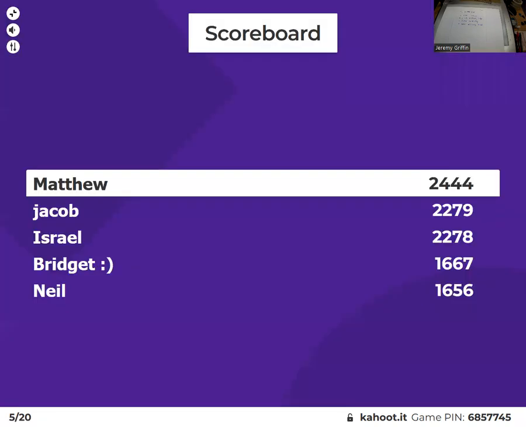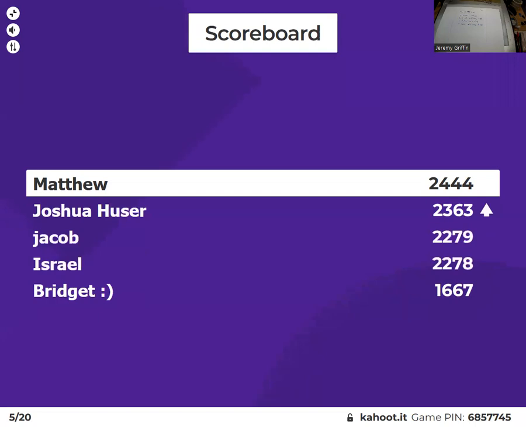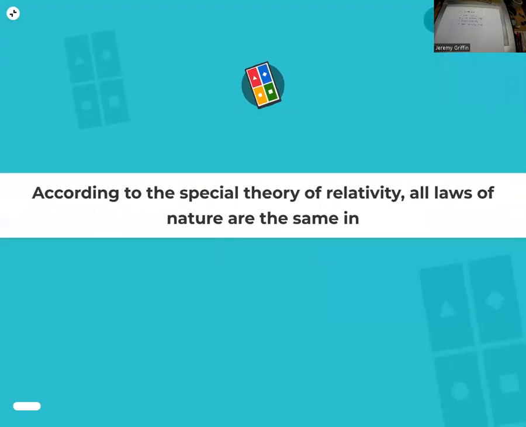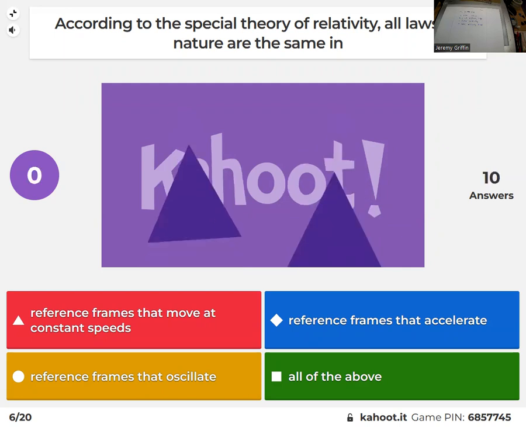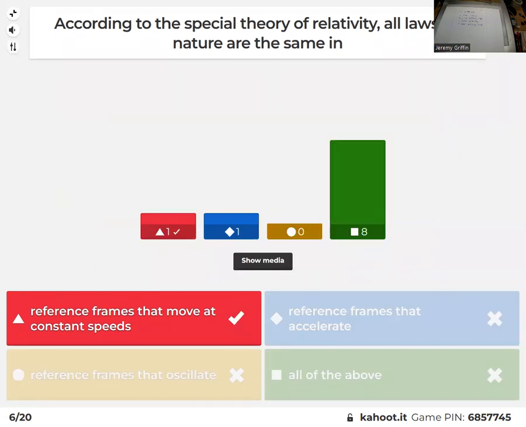So in Rocket Twin's frame of reference, everything is just like in this room. According to special relativity, all laws of nature are the same in reference frames that move at constant speeds. The technical name for that is inertial frame of reference. Okay? So once you start accelerating, that leads to changing velocities, which kicks off the whole dilation process.